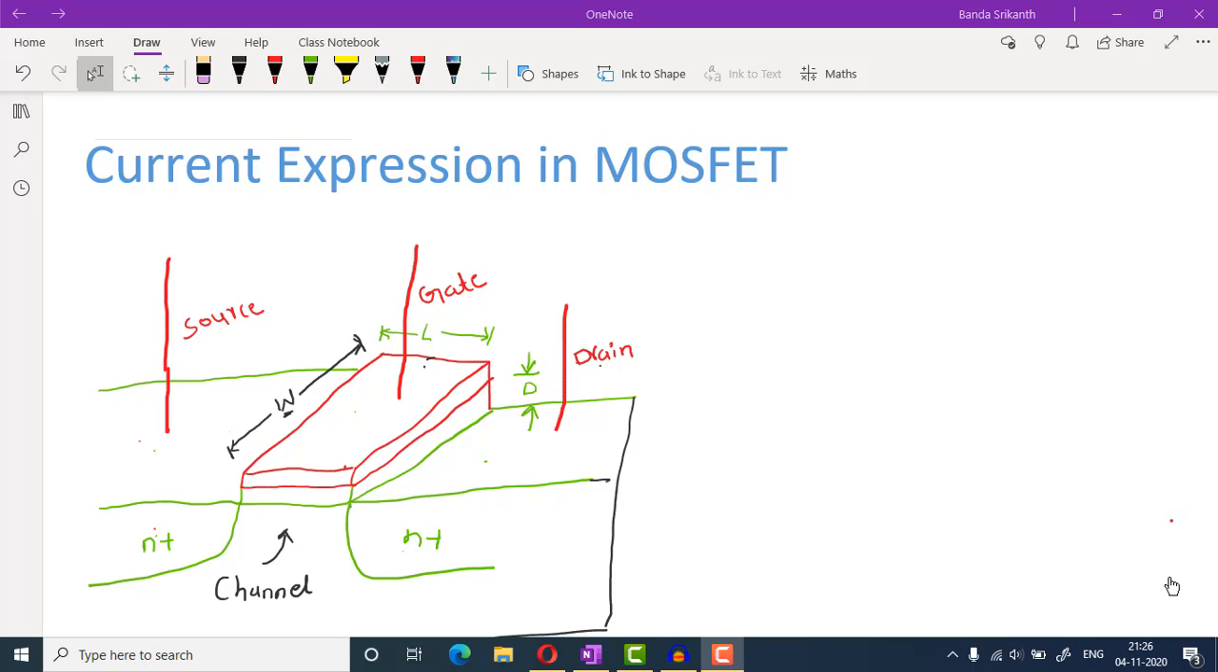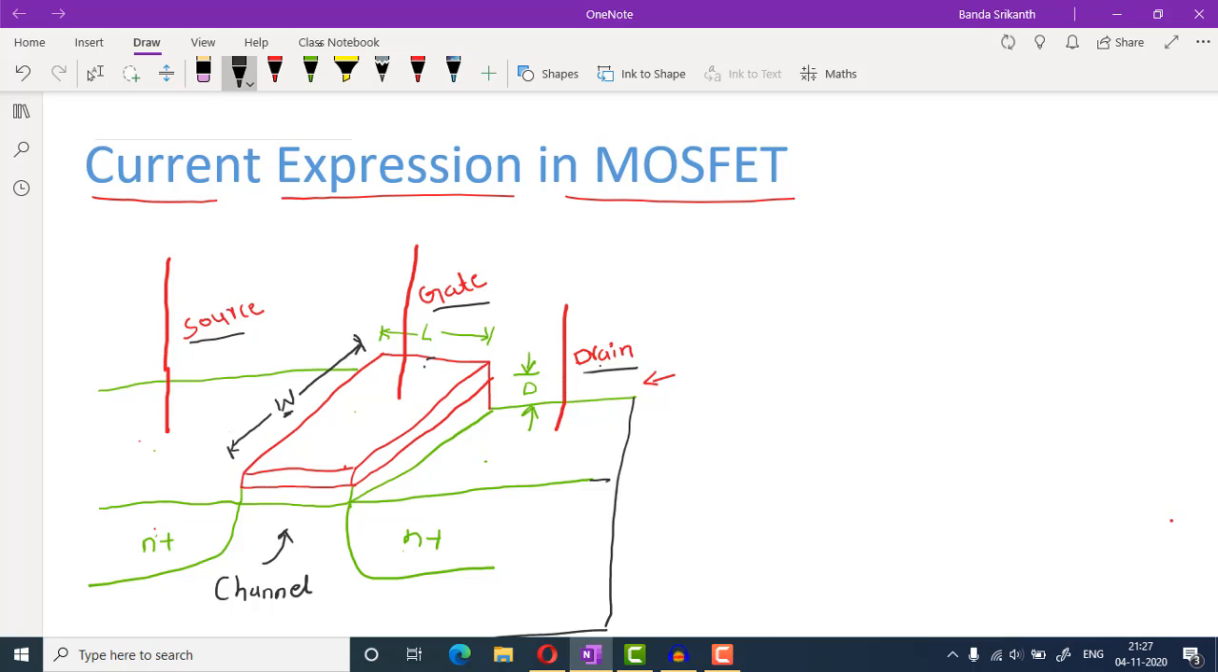Today we are going to learn about the current expression in the MOS transistor, or current expression in the MOSFET transistor. This diagram is the three-dimensional view of the MOS transistor. As you already know, a MOS transistor has three different terminals: one is the source terminal, another is the gate terminal, and another is the drain terminal.